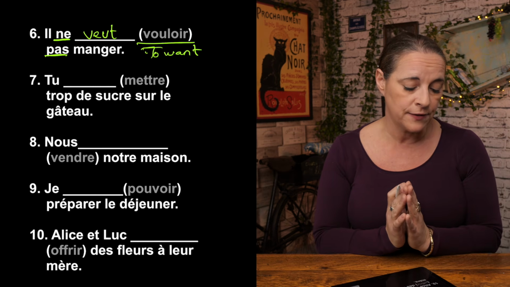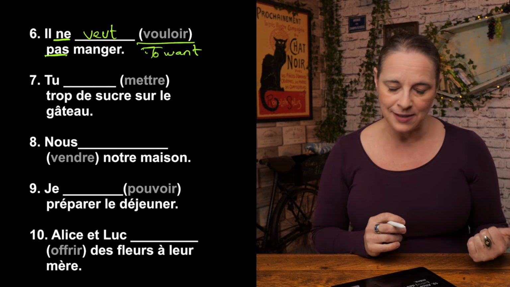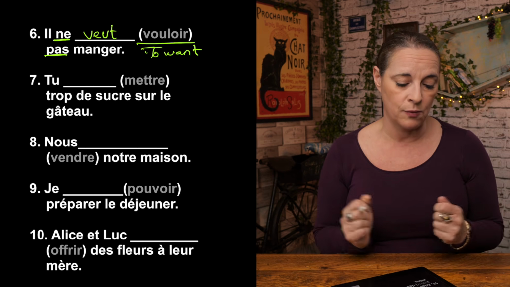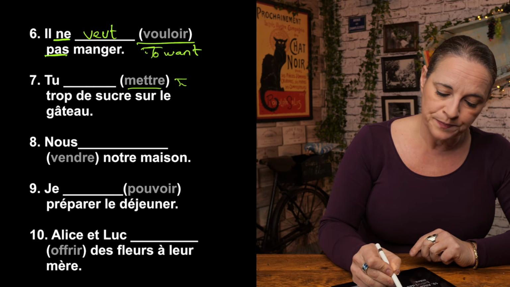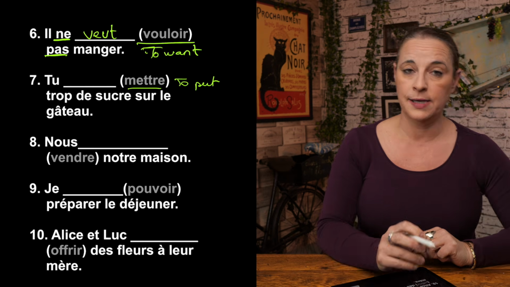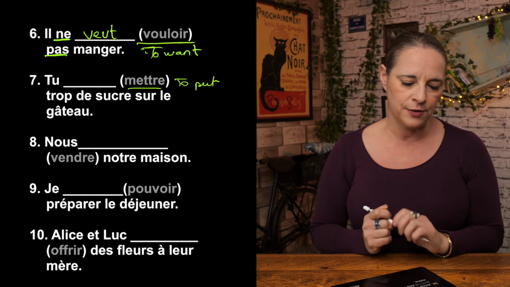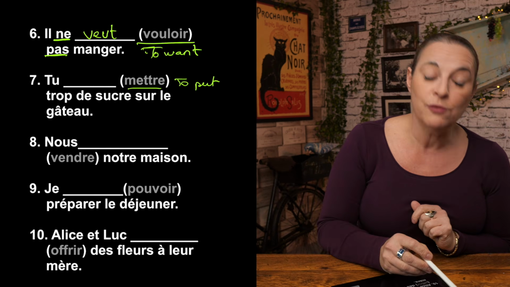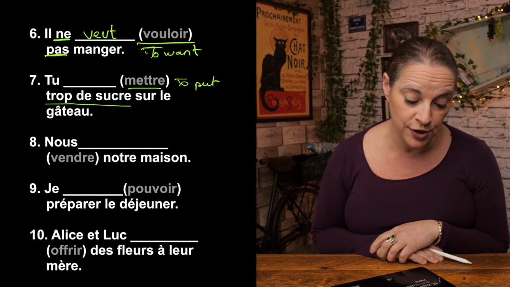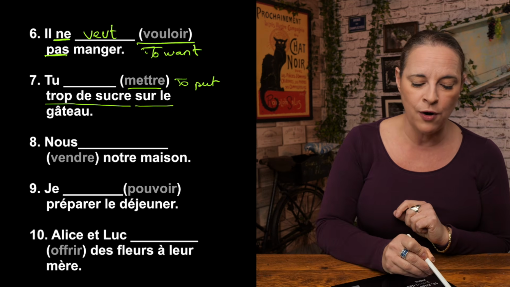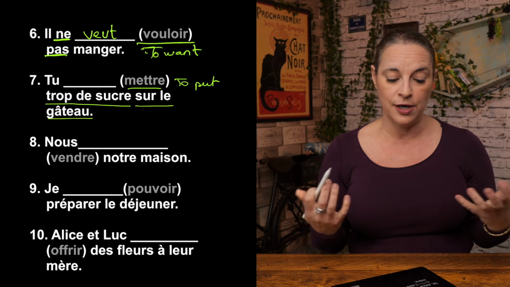Let's have a look at number 7, tu, and the verb is mettre. So we've just conjugated permettre, okay? You conjugate it the same way. So, tu, mettre means to put. It means to put on as well, as in je mets mon manteau. I'm putting on my coat. Here, tu, and then mettre, put trop de sucre, too much sugar sur le gâteau, on the cake. Okay, so you're putting too much sugar on the cake.